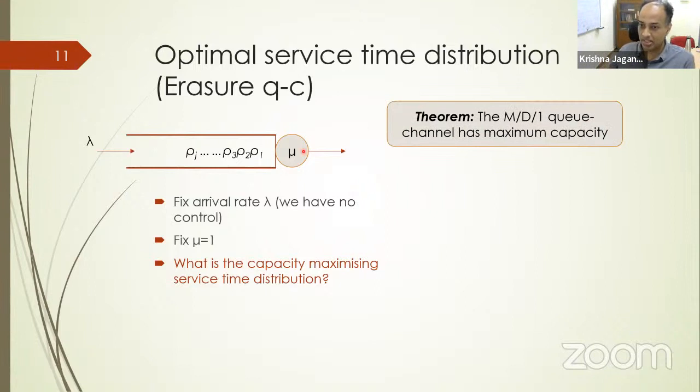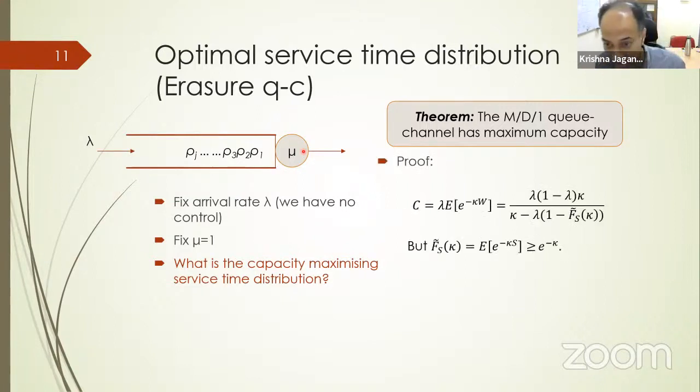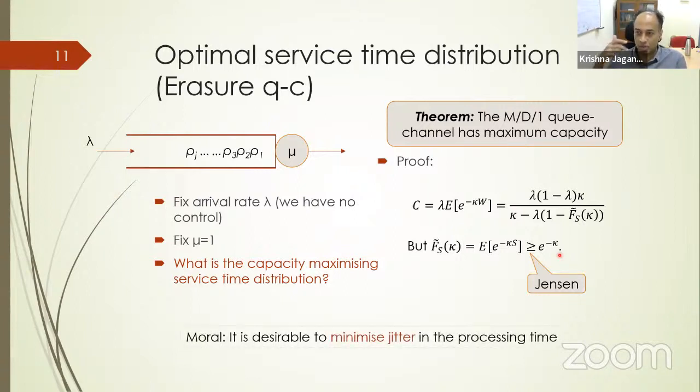Theorem: the MD1Q channel, the erasure Q channel, has maximum capacity. So among all G distributions, D has the highest capacity. Proof is just Jensen's inequality. So that's your capacity formula. Lambda is fixed, kappa is fixed. So you want Fs tilde of kappa to be as small as possible to maximize capacity. But by Jensen's inequality, it's lower bounded by e power minus kappa expectation of S. So deterministic service times are optimal. In other words, your processor should be deterministic, it should not have any variance, right?